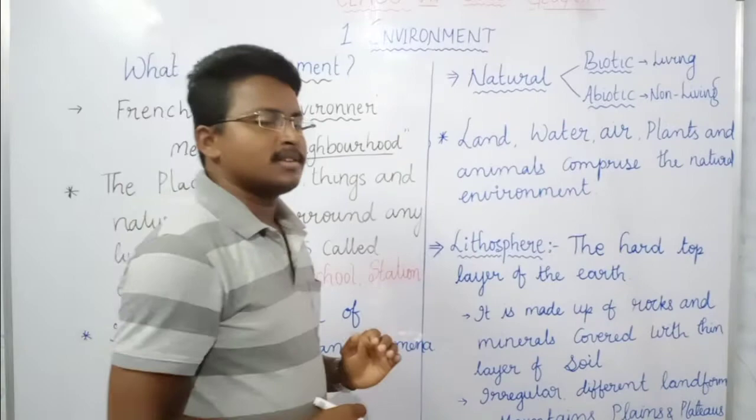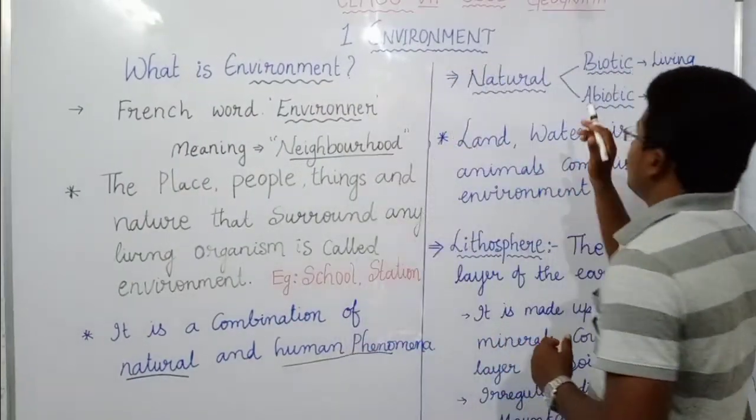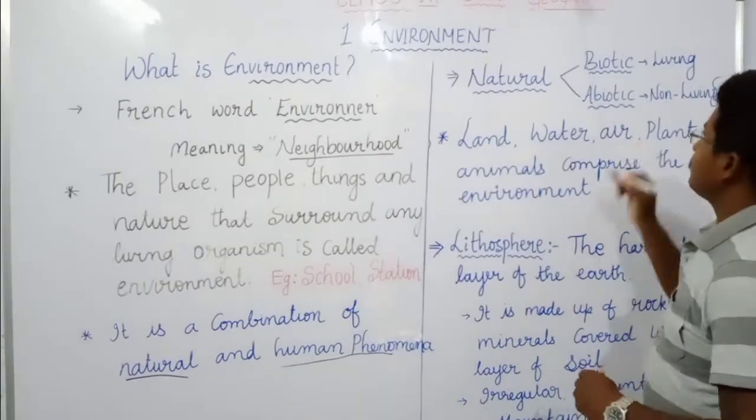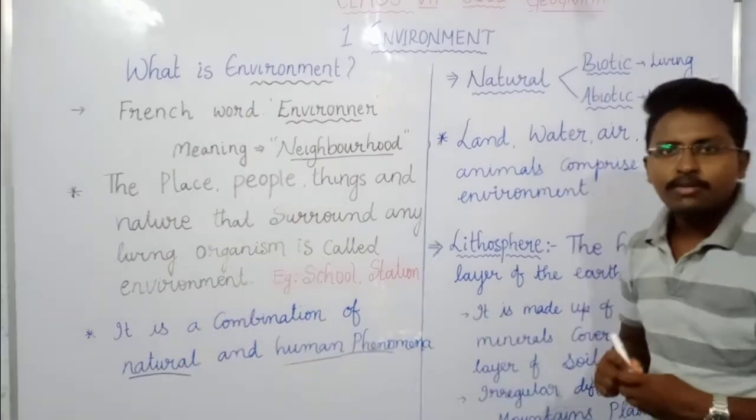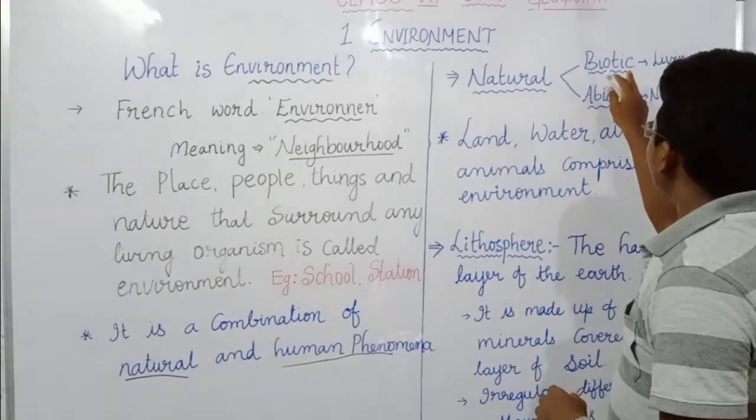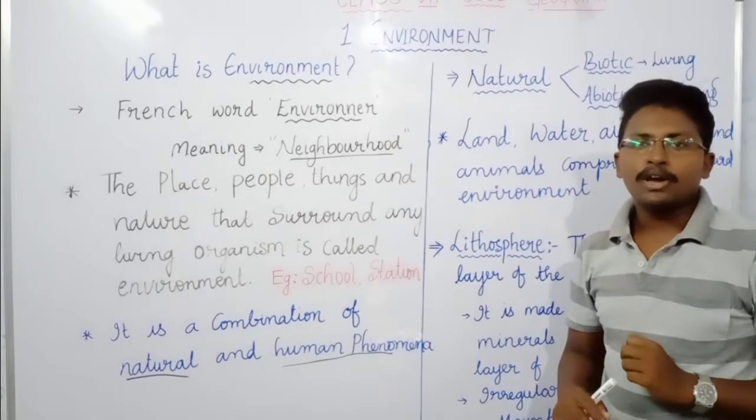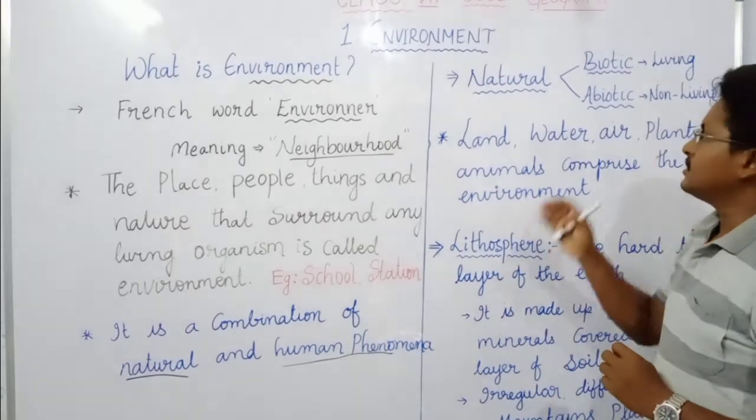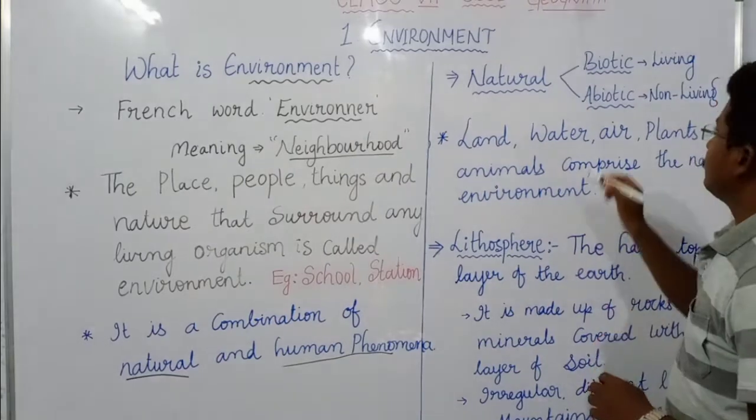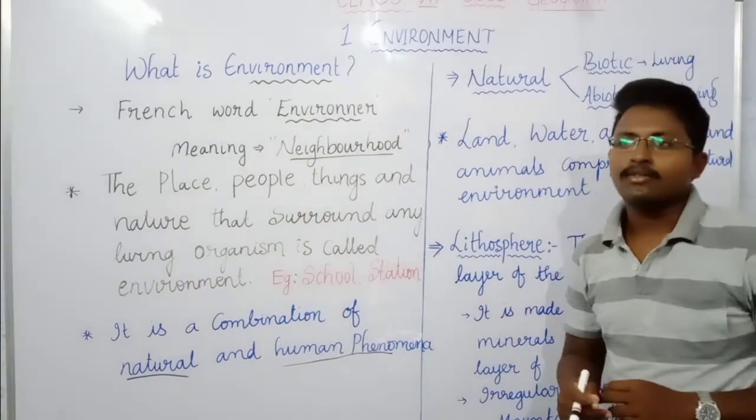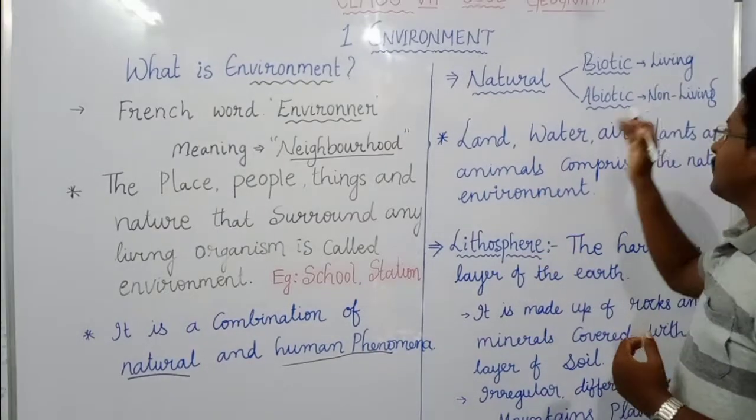What is this natural environment? Natural environment comprises two important things. One is biotic, second one is abiotic. What do you mean by this biotic? Biotic means all those living organisms come under this biotic environment. Then next one is this abiotic environment, which means it comprises all these non-living things.